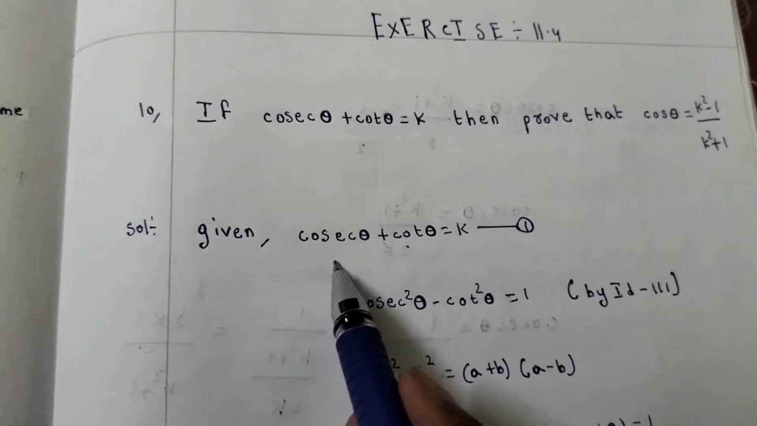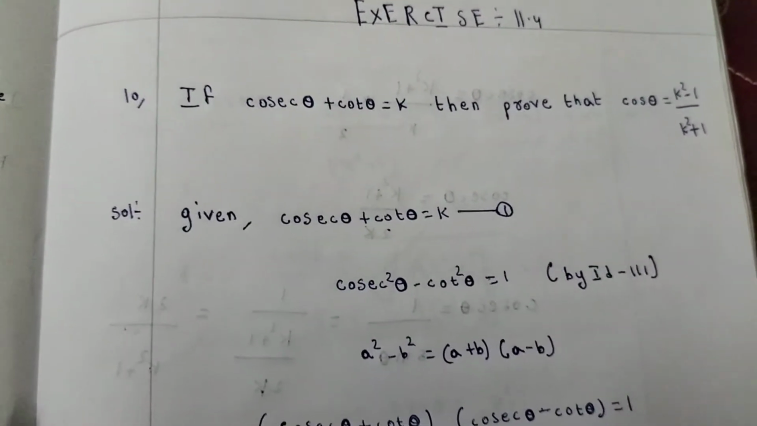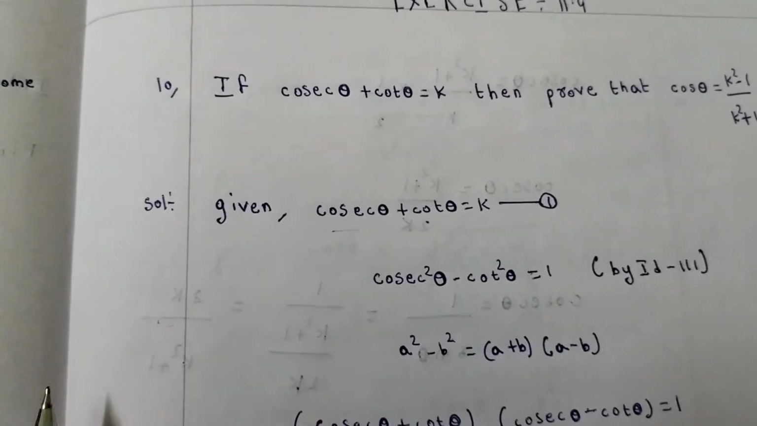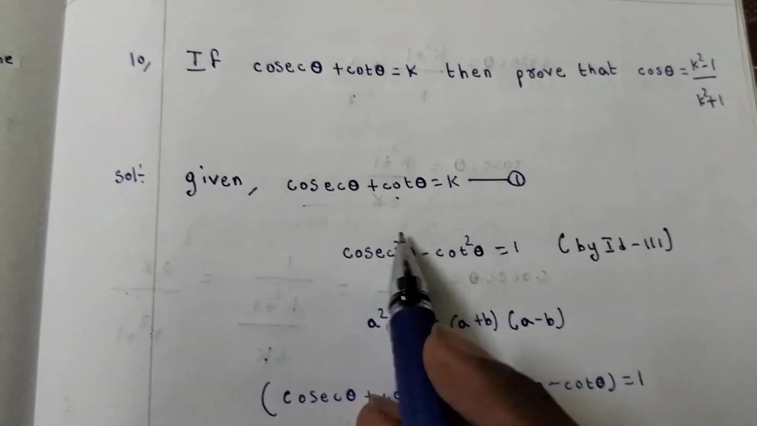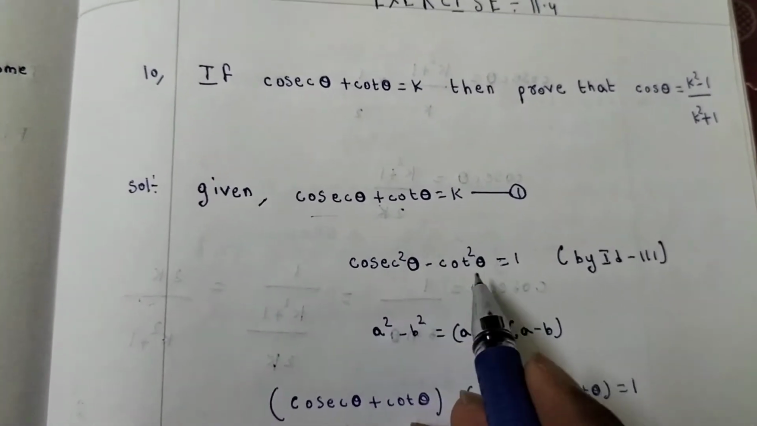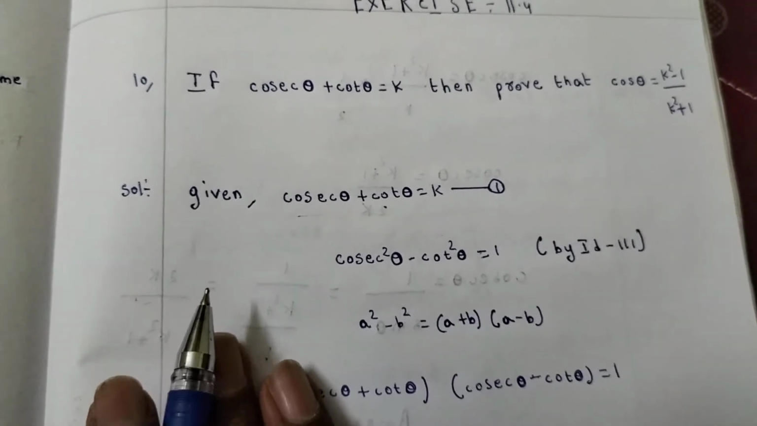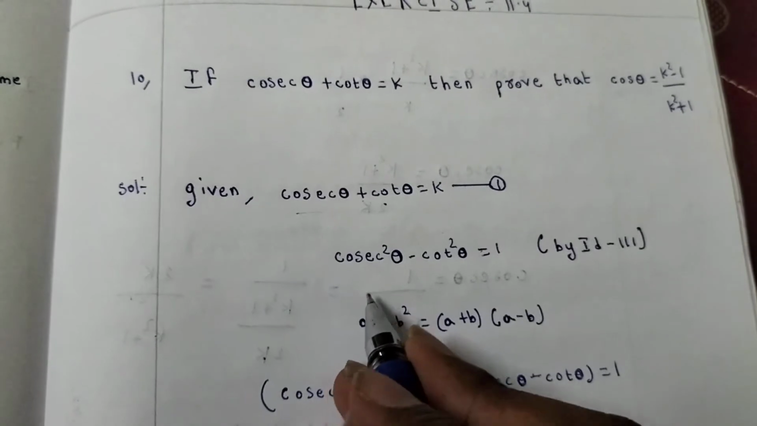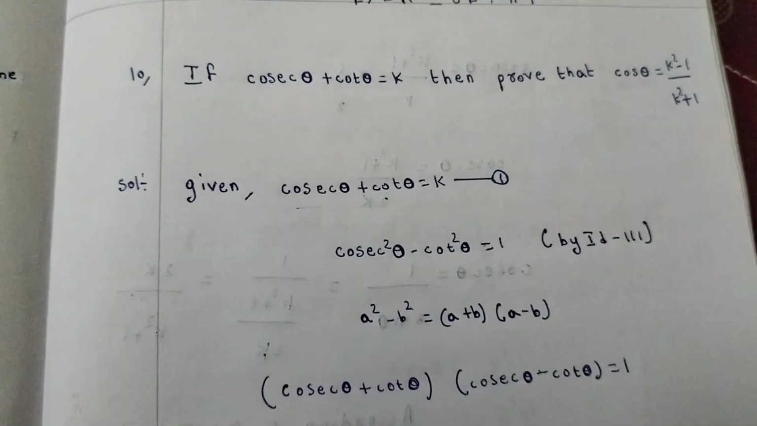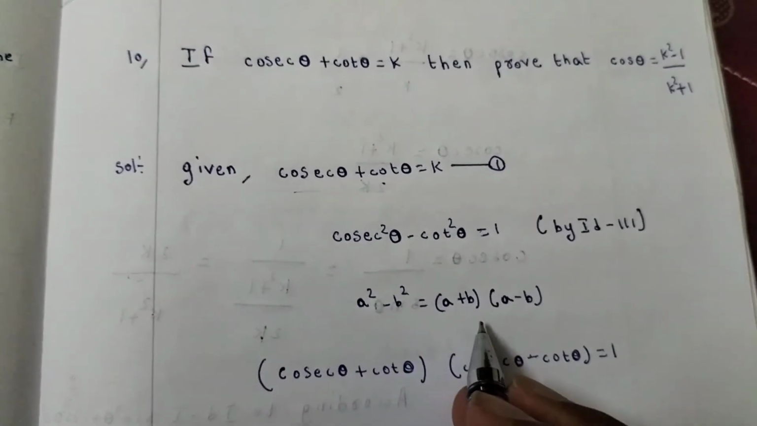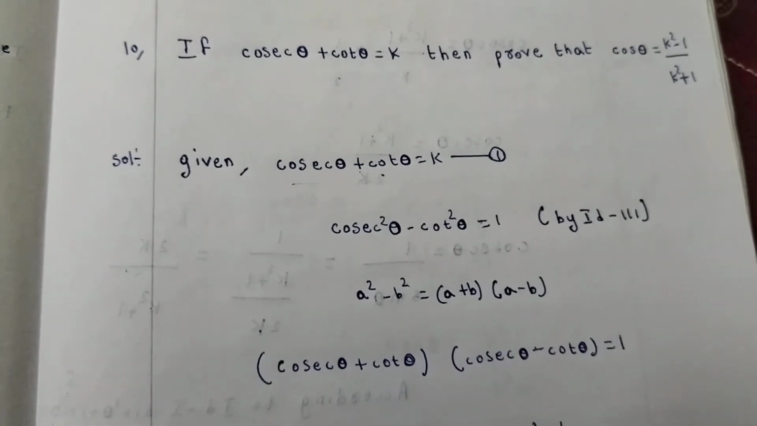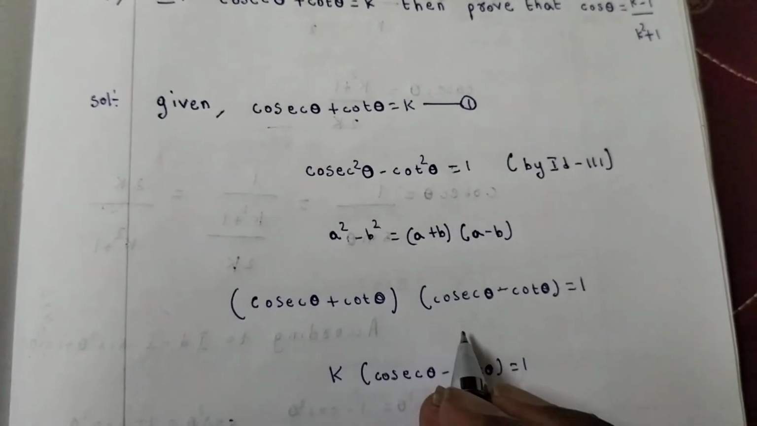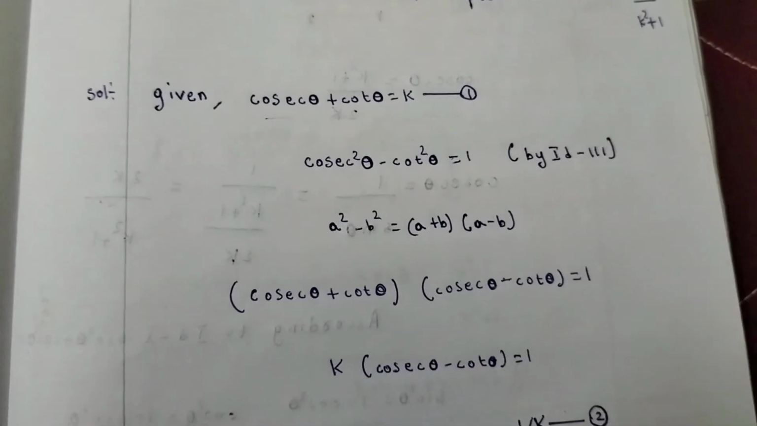By looking at this one, I got an identity. In terms of cosecant and cot, we have an identity, that is identity number 3: cosecant square theta minus cot square theta is equal to 1. If you observe, it is in the form of a square minus b square. Here a is cosecant and b is cot. A square minus b square means it is a plus b into a minus b. So write it that way: cosecant theta plus cot theta into cosecant theta minus cot theta is equal to 1.